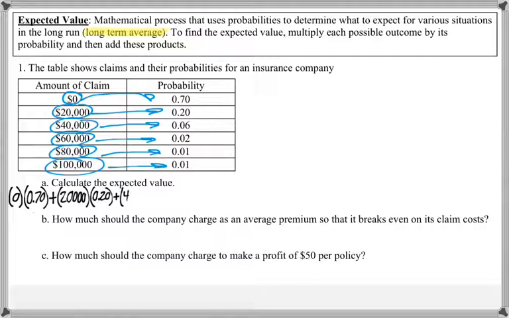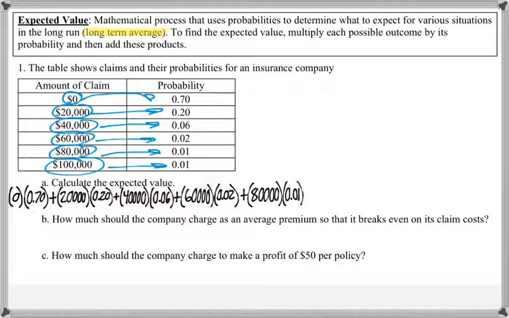And then add 40,000 times 6%. And then add 60,000 times 2% plus 80,000 times 1%, and then lastly add 100,000 times 1%.